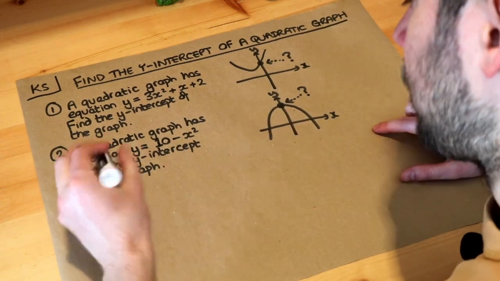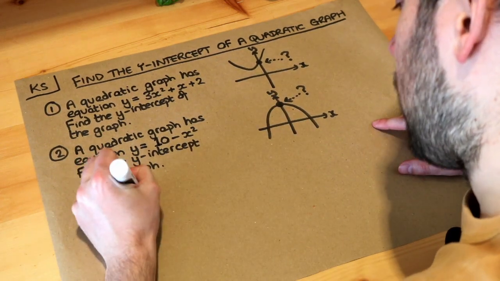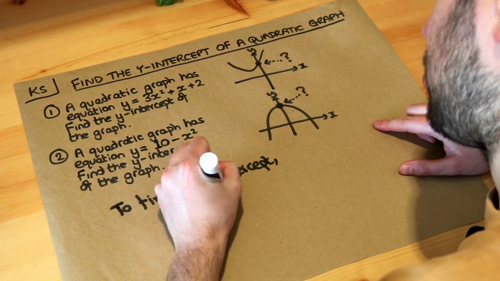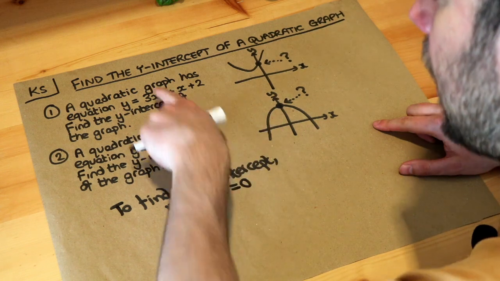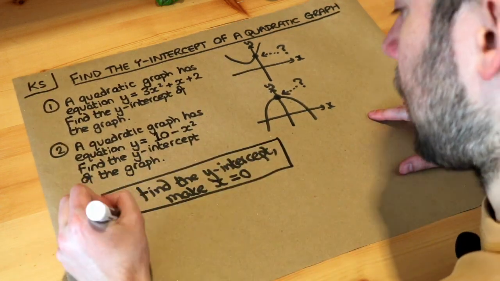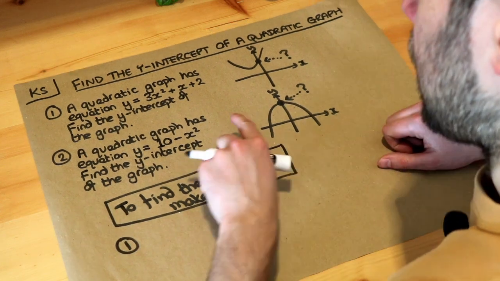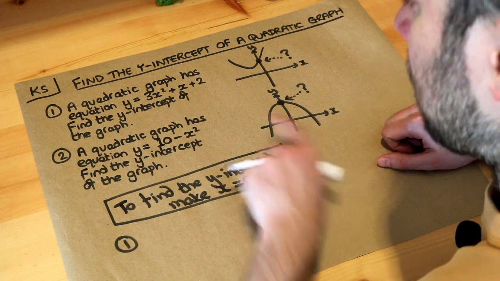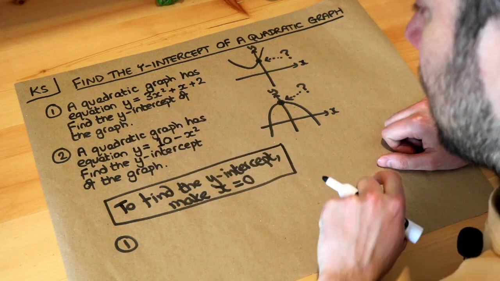All you need to know is, to find the y-intercept, make x be equal to 0. So just substitute x as 0 into the equation to find the y-intercept. So let's do the first one. If y equals 3x squared plus x plus 2, we want to find the y-intercept. We just substitute 0 as x into this equation.